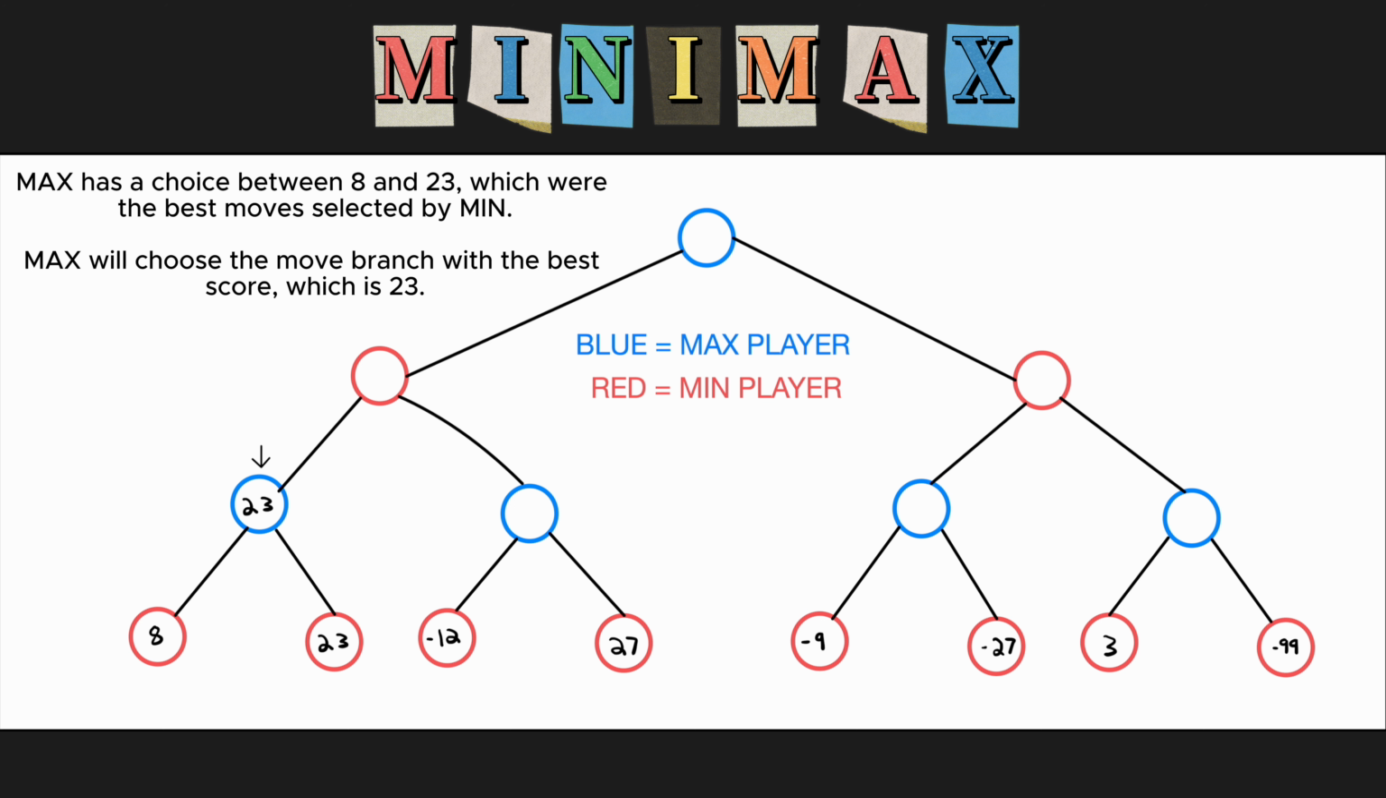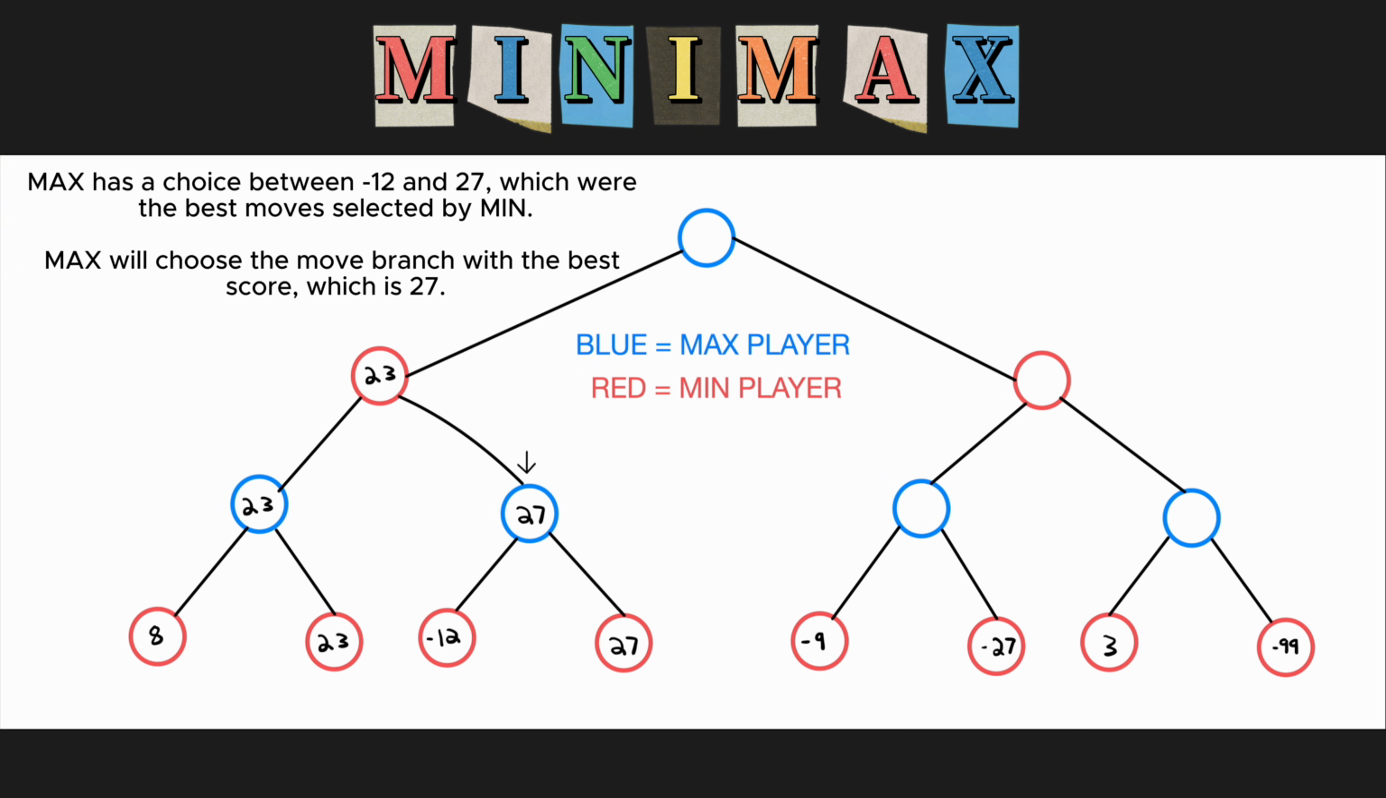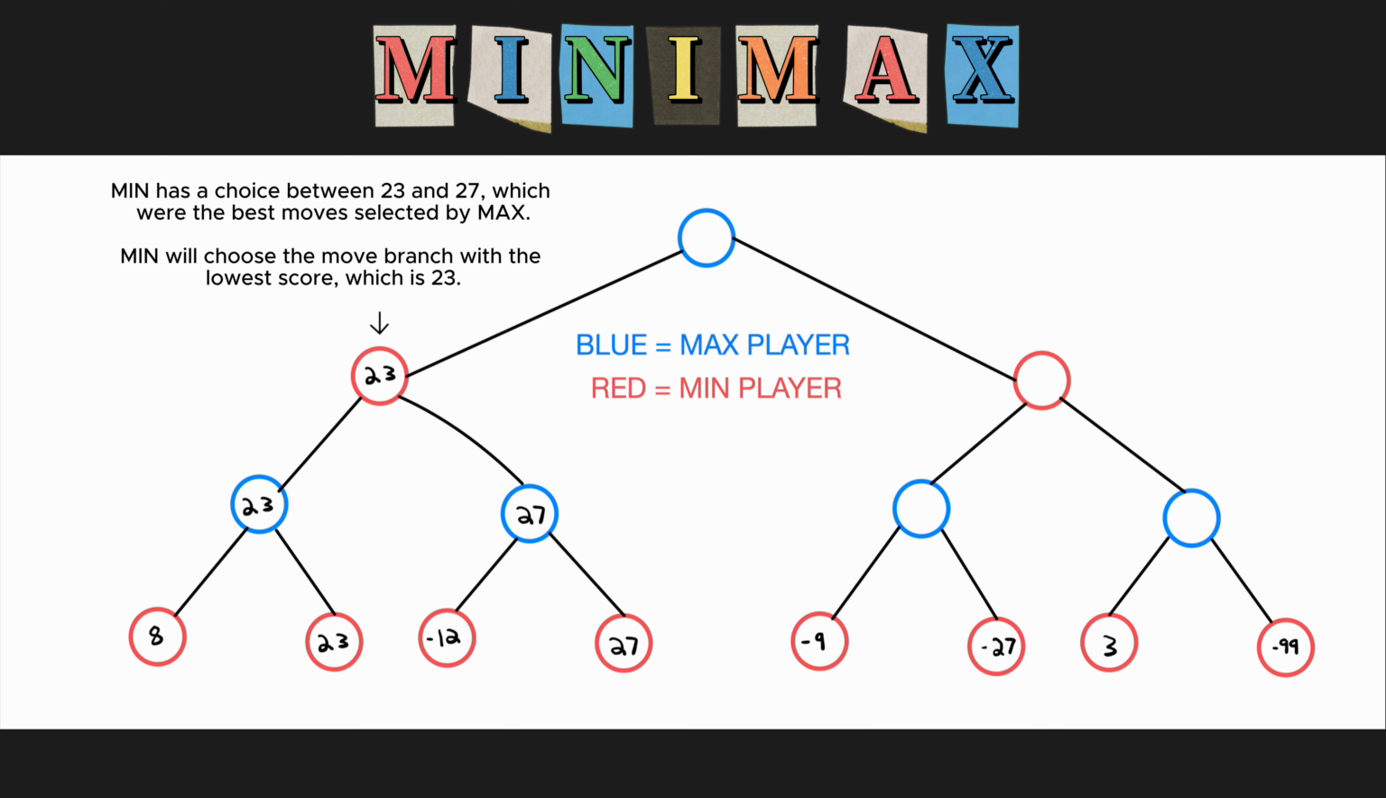And in this example, it might be easier to think about it from the bottom up. So let's look for the current blue node. It has a choice of either 8 or 23, so it'll choose the move with the higher score of 23. Similarly here, blue has a choice of either -12 or 27, so it'll choose the higher score of 27. This time, it's red's turn to pick, so they have a choice between 23 and 27, so they're going to choose the lower score of 23.